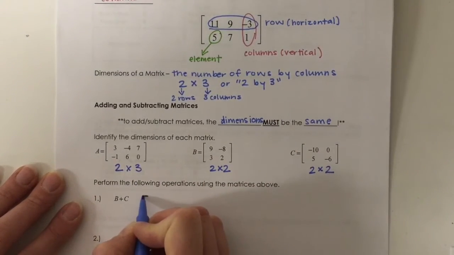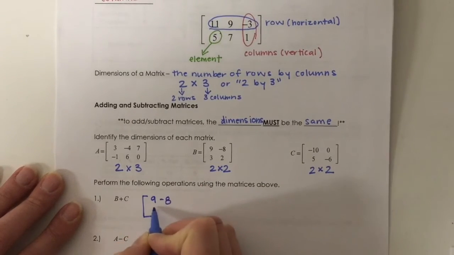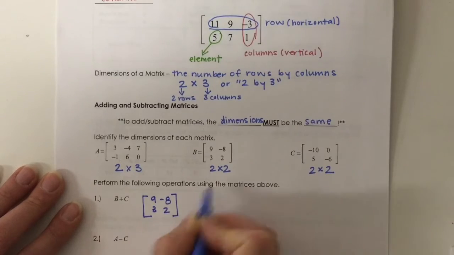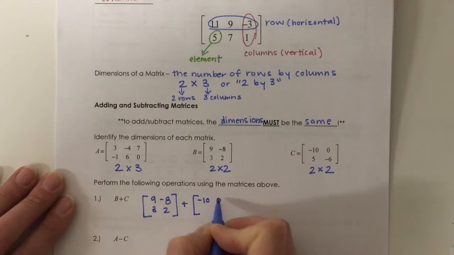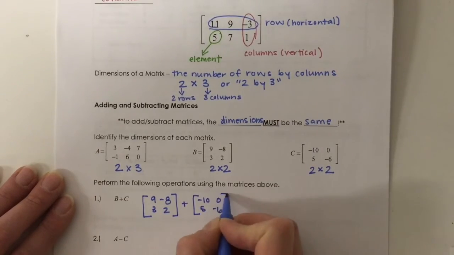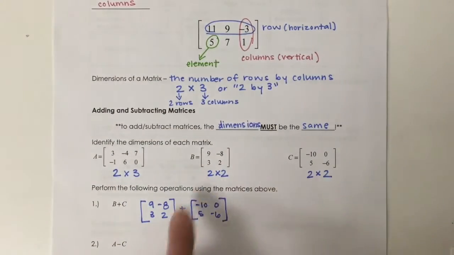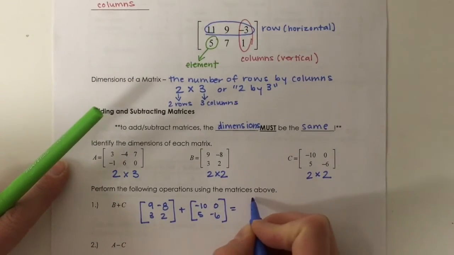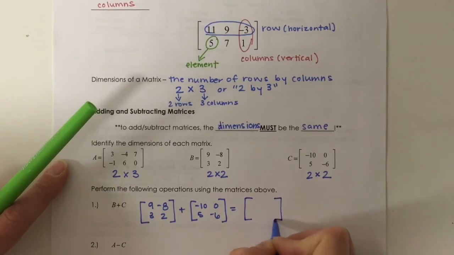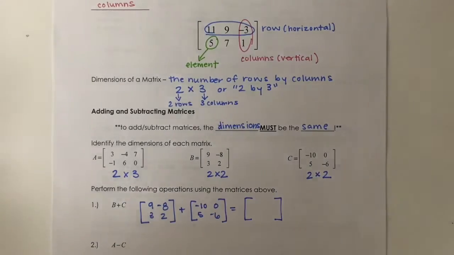So all that is saying, if we rewrite our matrix B and C, matrix B has a 9, a -8, 3, and a 2. Be sure to keep the same order as above. Then C has a -10, a 0, a 5, and a -6. As we add the 2 matrices, first you have to ask, are the dimensions the same? We've got a 2 by 2 and a 2 by 2. They are, so we can add this. We're going to have a 2 by 2 in the end.